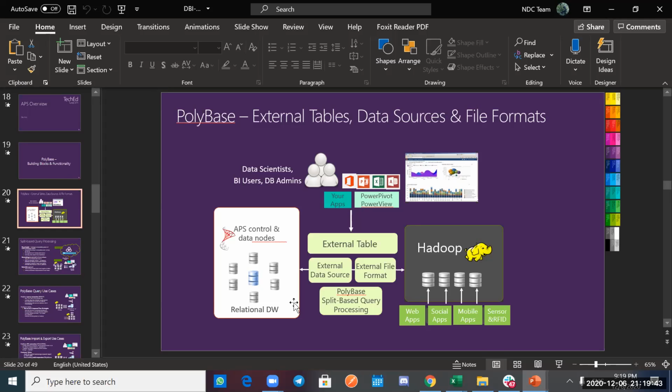So you see here, this is relational. Can you see my arrow? Let me see if I can annotate. Yes, I can. Awesome.